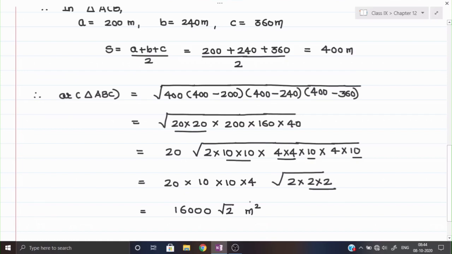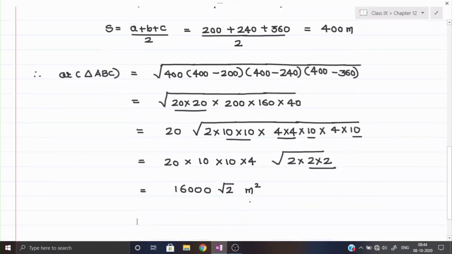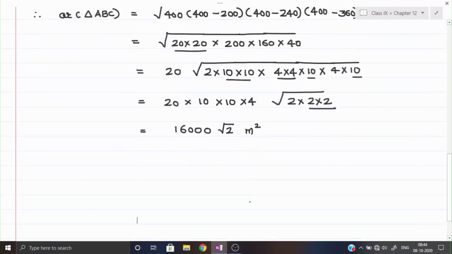Maybe a calculation mistake could be there, so once we can check over here. 20 I have taken initially outside, then 2 pairs of 10 I have taken outside as you can see, and one pair of 4 is complete. So 4 I have taken outside, and after that 4 was remaining.